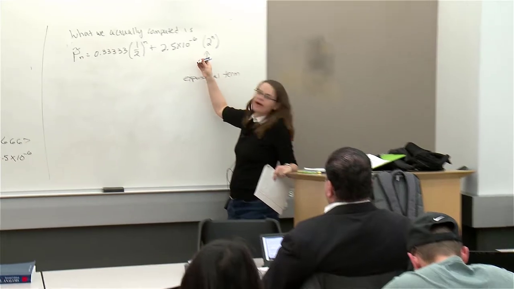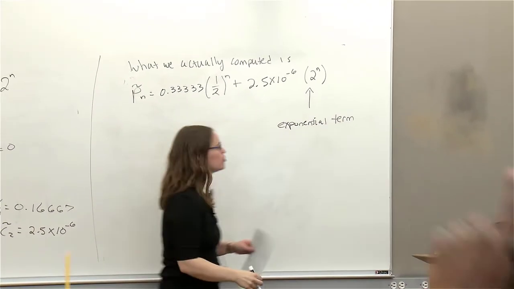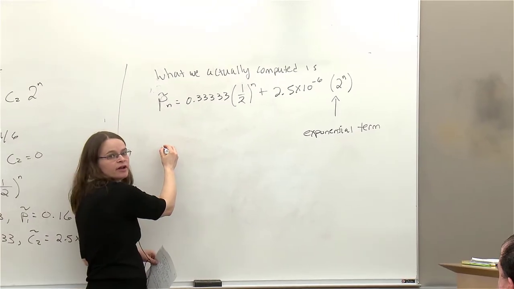Any approximation we make to this number will have an error in it, and it's an uncontrollable error. So any method that does this, we're going to call the method unstable.